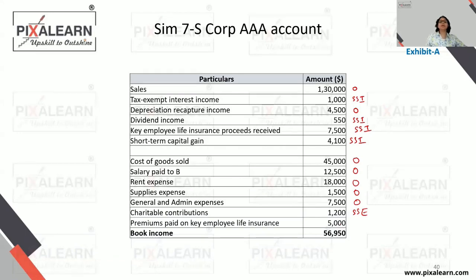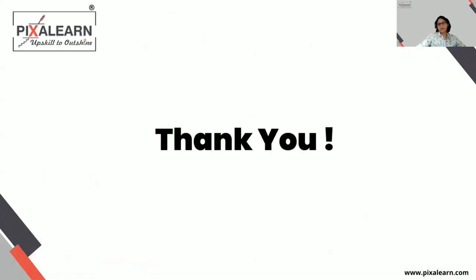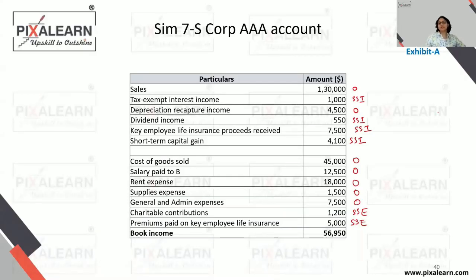Premium paid on key employee life insurance policy. What is this, guys? Ordinary or SSI? Please remember, this will again be a separately stated item of expense. It is non-deductible, passed on, and then you decide what you want to do with it. Is that clear? So first, what are we supposed to calculate? What is the partnership's ordinary business income?